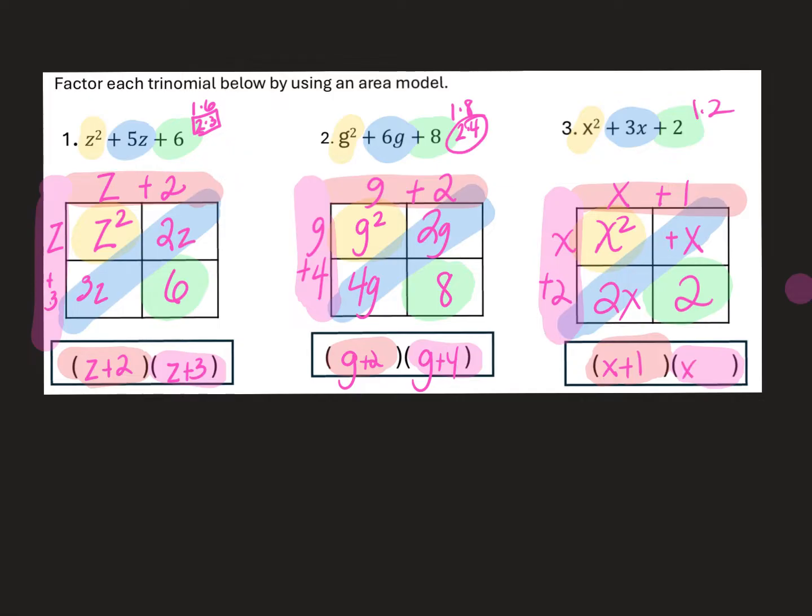So hopefully after we do these, you'll be able to factor trinomials where a is equal to 1 on, not Desmos, on Alex.